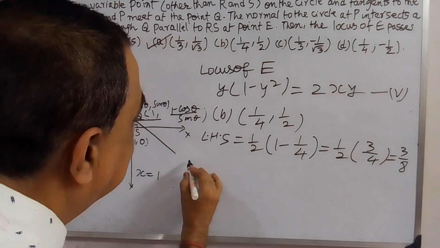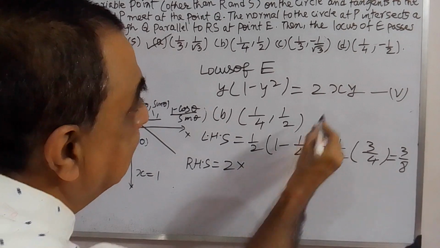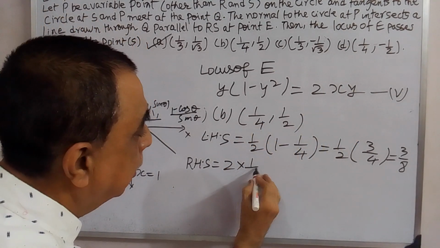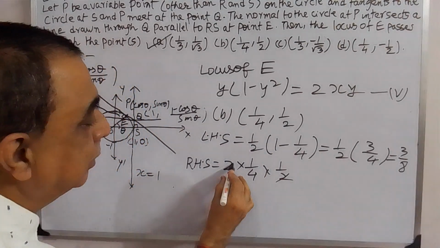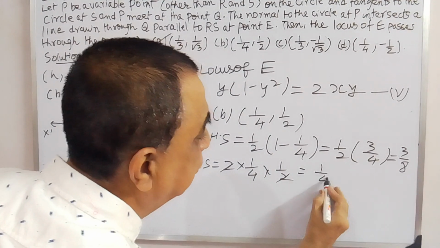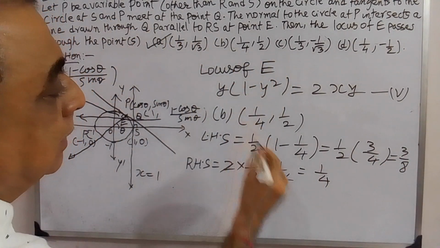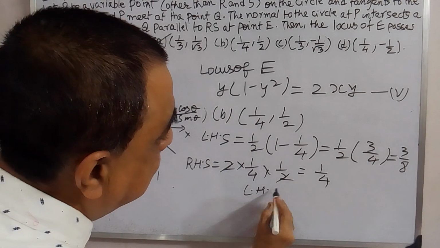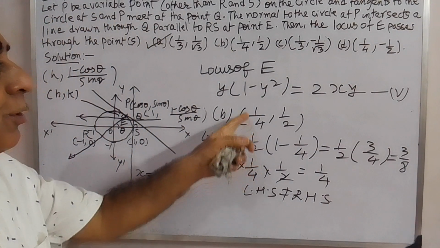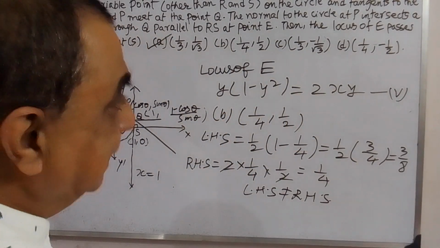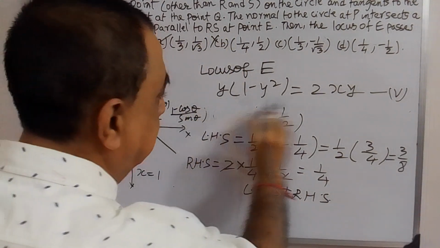And let us check the RHS, what we are getting. So RHS will be 2 into x. x value is 1 by 4, and y value is half. So 2 and 2 are cutting out. So this is 1 by 4. 3 by 8 is not equal to 1 by 4. So for the point B, left hand side is not equal to right hand side. So this point is not satisfying the locus of E. So this point B will not be lying on the locus. So B I have cut out.